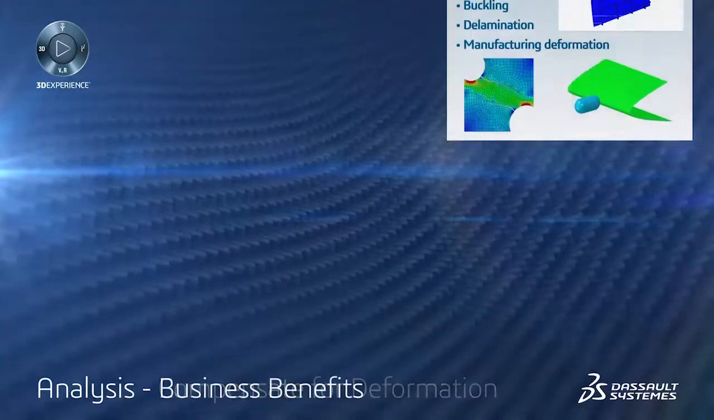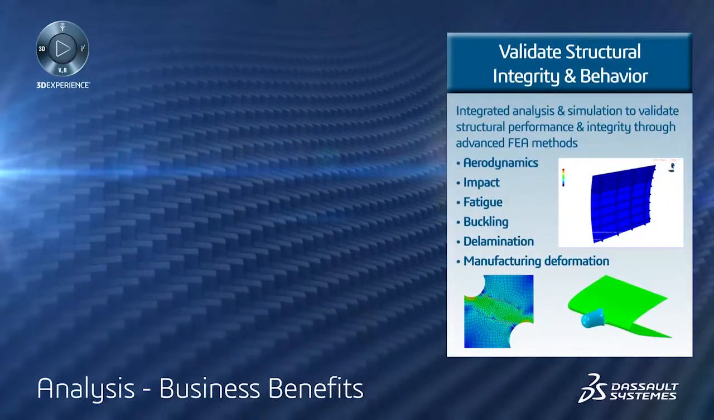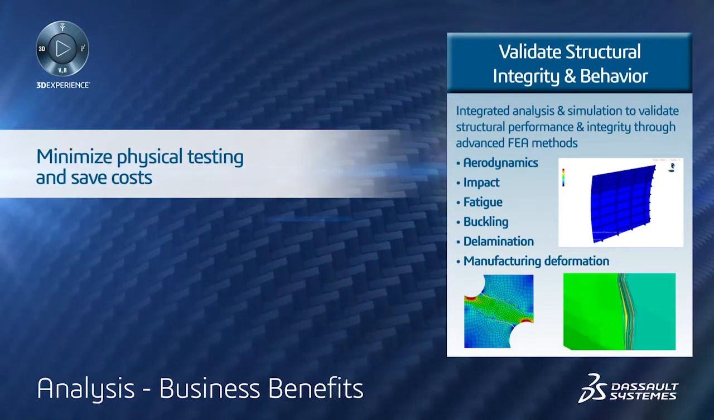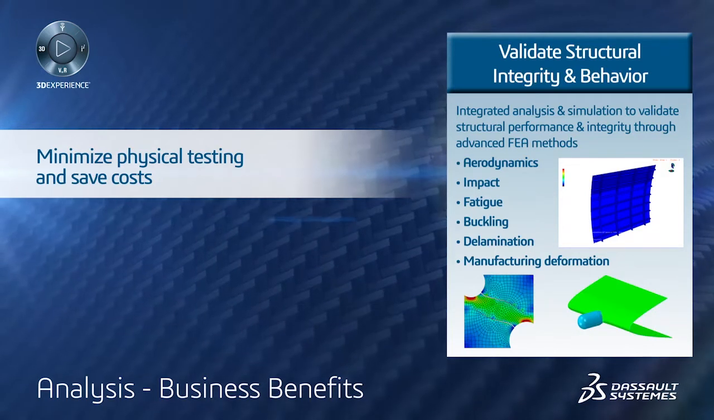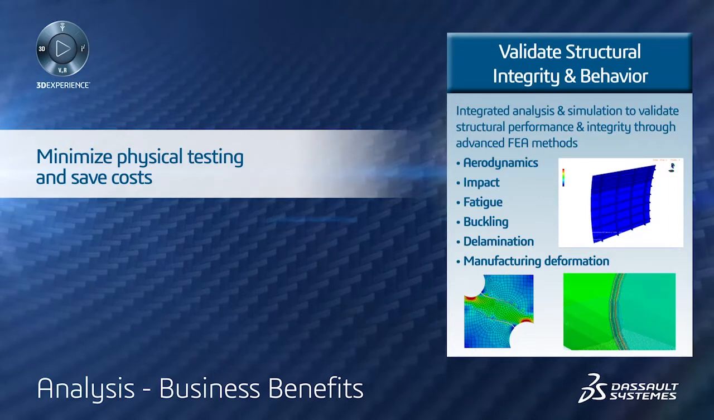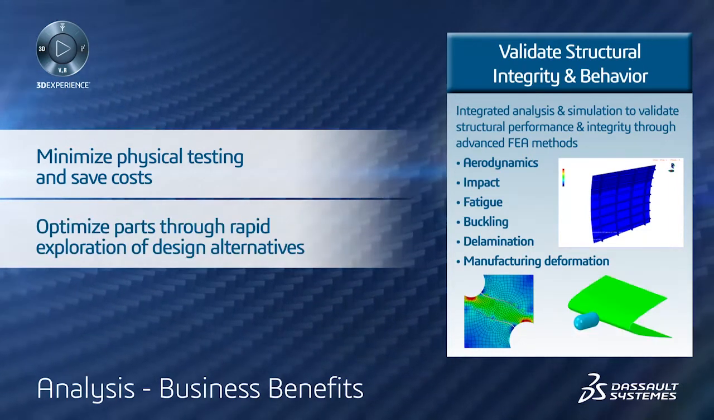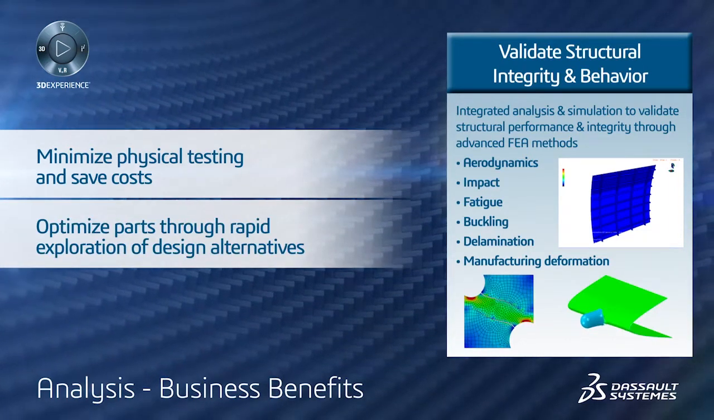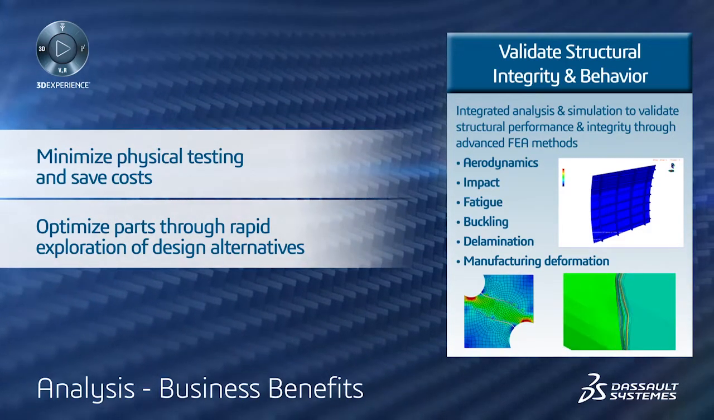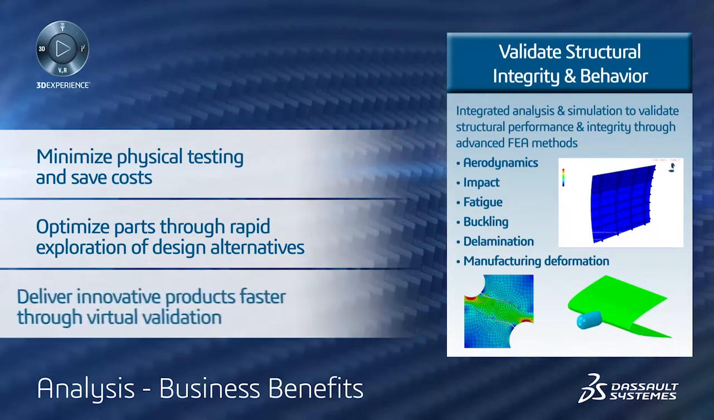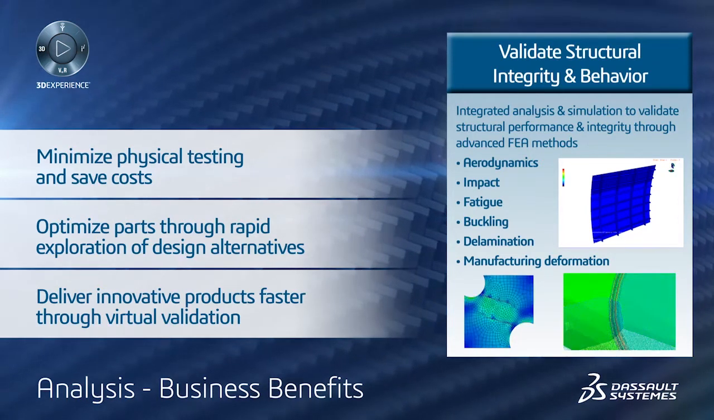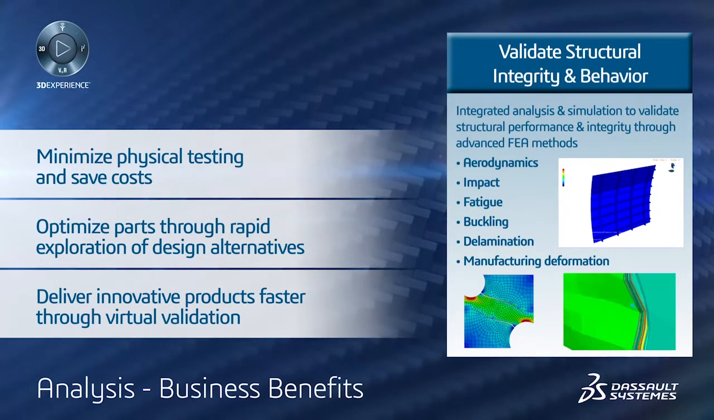These advanced analysis and simulation capabilities drive significant business benefits. They provide and support multiple composite simulation methodologies to deliver highly accurate results that save costs by minimizing physical testing. Automated design optimization and trade study exploration allows engineers to quickly converge on optimum composite solutions, saving significant time and money. And finally, the ability to deliver innovative products quicker by demonstrating regulatory compliance through virtual simulation and validation.